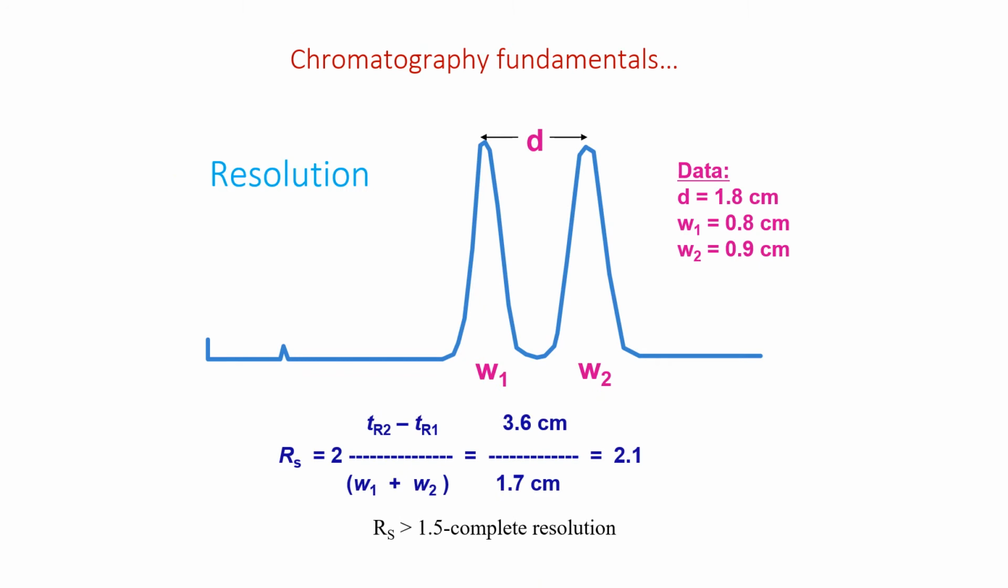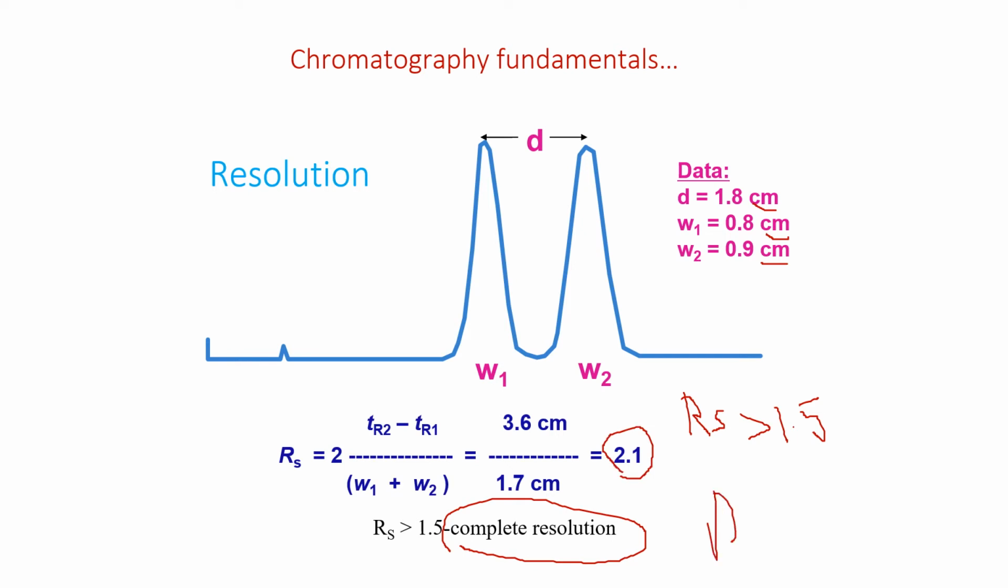For example, over here, after we calculate, because our resolution is unitless, you can use anything. You can use time, or you can use centimeters if you use your ruler to measure the length. And how do we know whether the numerical value is okay or not? The resolution must be 1.5 and above. This 1.5 shows complete resolution. So 2.1 is okay. What if you have a resolution of around 1.0? Is this acceptable?